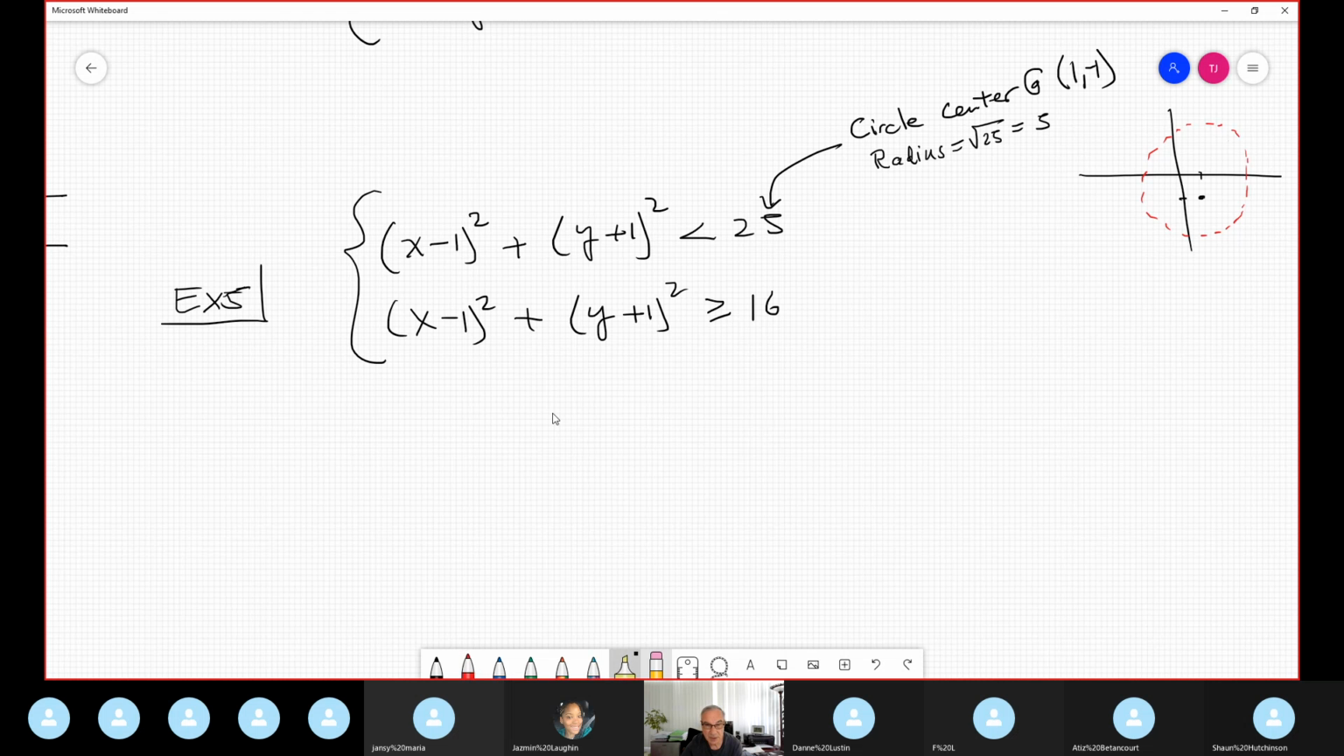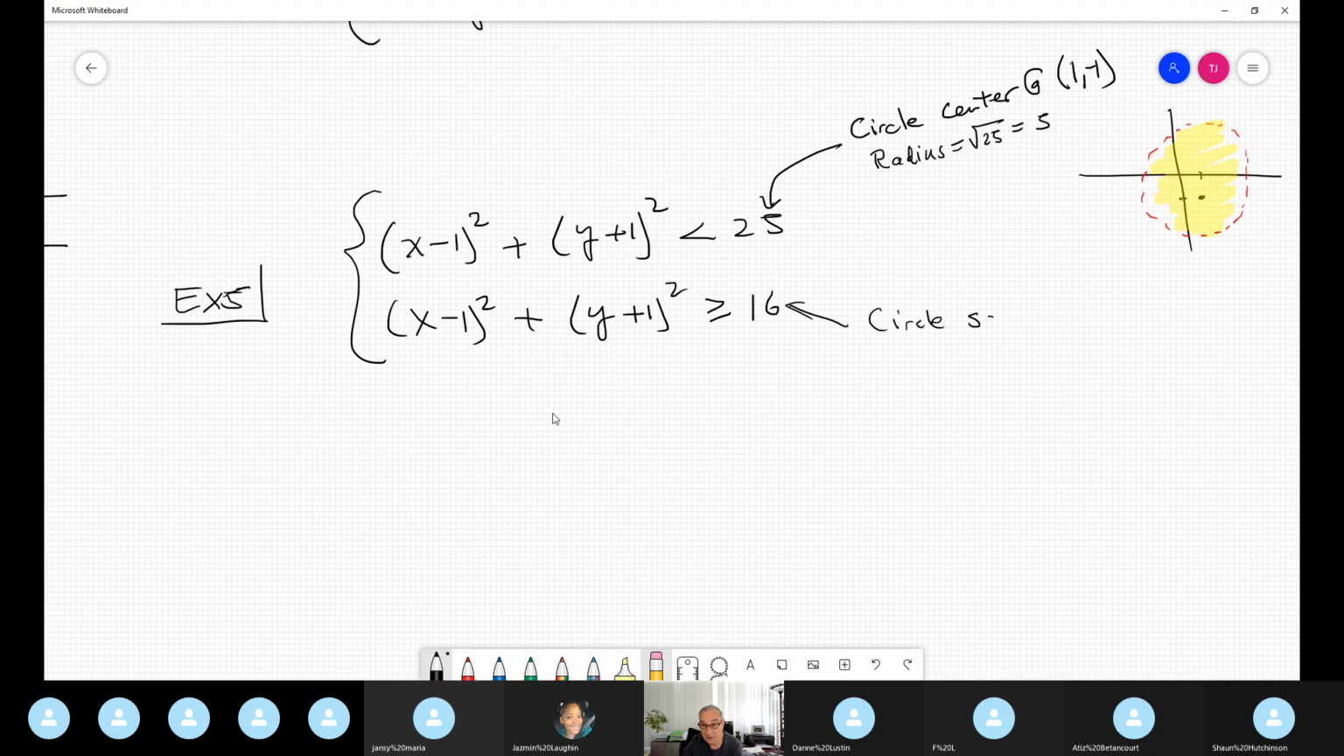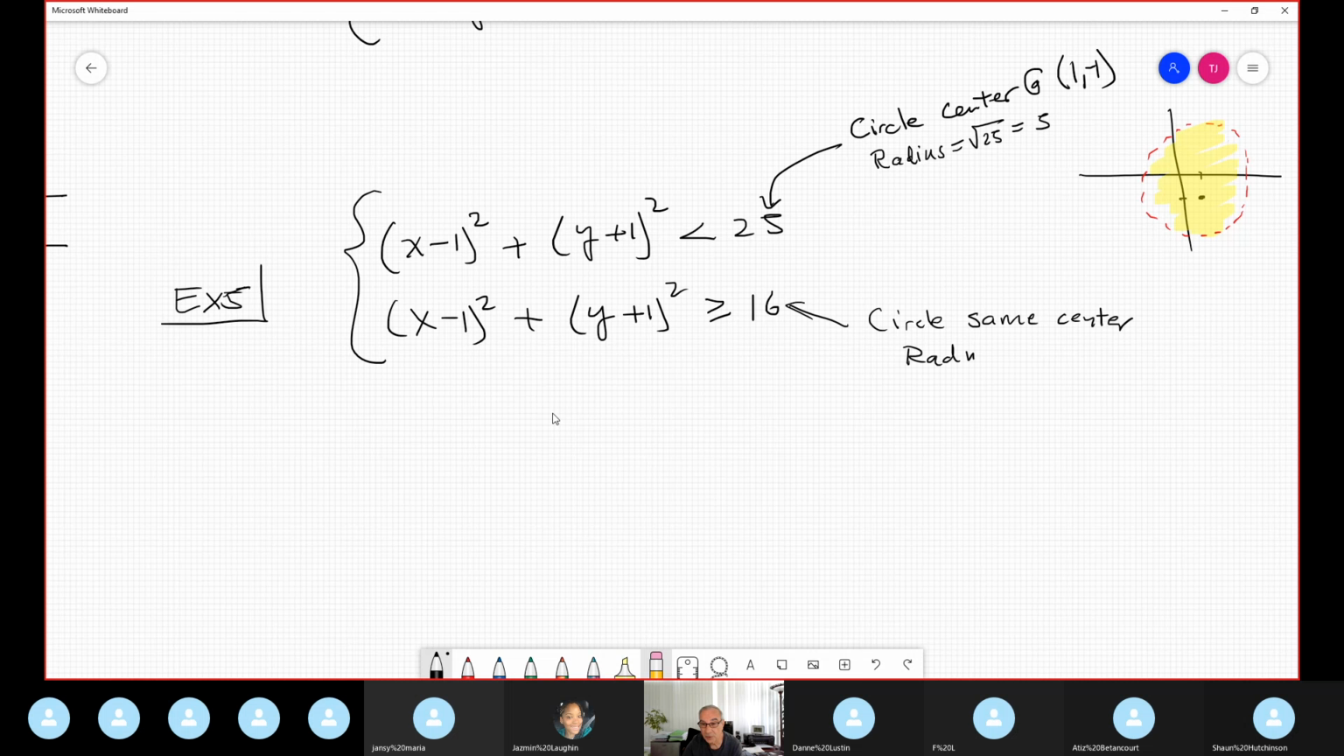The solution, at least the first, is just the inner part. Okay, and this is similar. This is another circle with the same center, but the radius is 4. Where I come from, the 4 is square root of 16. That's 4. Okay, we have a circle here.